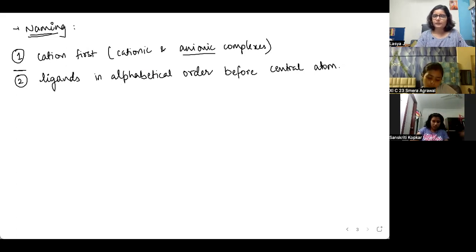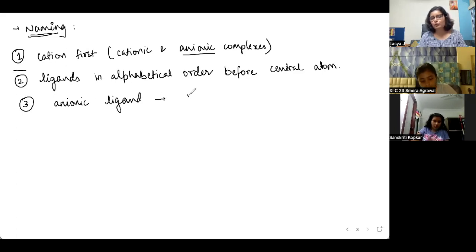Okay. Now, isko you have to modify it a little bit. If you have an anionic ligand, it ends in O. Isliye if you refer to the table, you have fluoro, chloro, or hydroxo. Every time you come across a negative charge, it always ends in O. That's a rule.